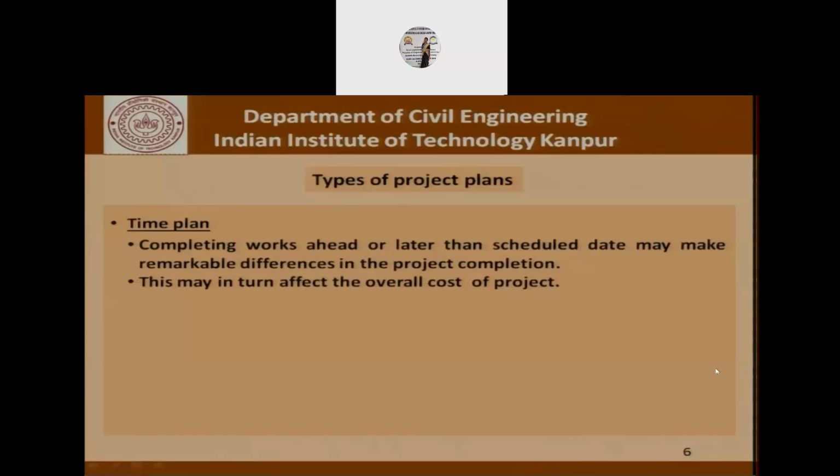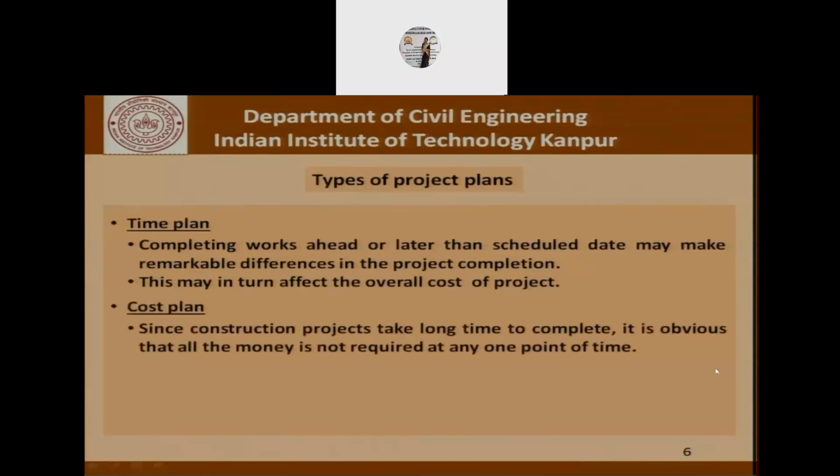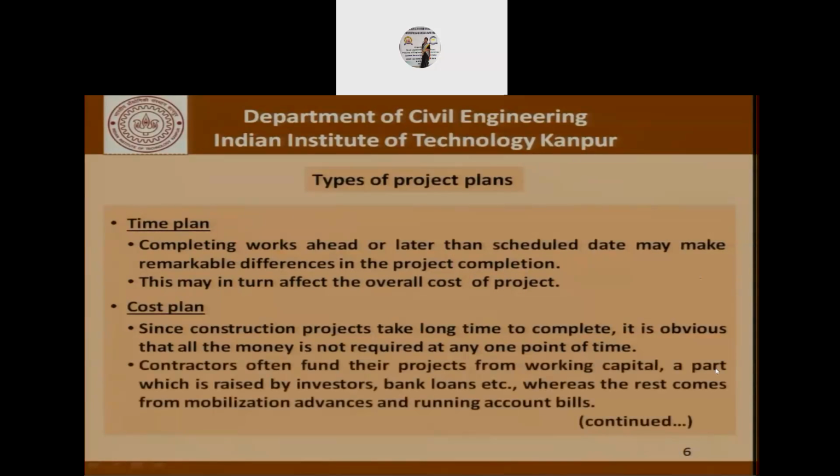Of course, as I said, it will affect the overall cost of the project. As far as the cost plan of the project is concerned, since projects take a long time to complete, it is obvious that all the funds are not required at one point in time. So we have to keep in mind the concept of cash flow that we've talked about. Contractors often fund their projects from working capital, a part of which is raised from investors and bank loans, whereas the rest comes from mobilization advances and running account bills. So all these things have to be carefully thought about and foreseen. Foresight is a very, very important part of a construction manager's job.